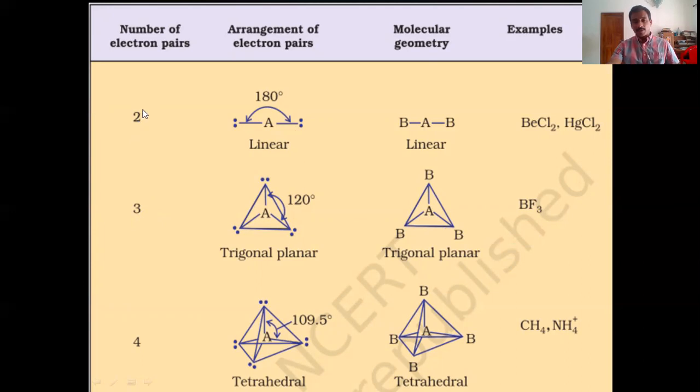If the number of electron pairs is 2, the possible structure is linear with the bond angle 180 degree, and that is the maximum distance. So in this structure, we can expect minimum repulsion. And if the number of electron pairs is 4, the structure is tetrahedral with the bond angle 109 degree 28 minute. Example, CH4, NH4 plus.